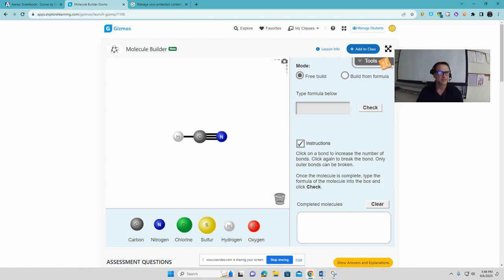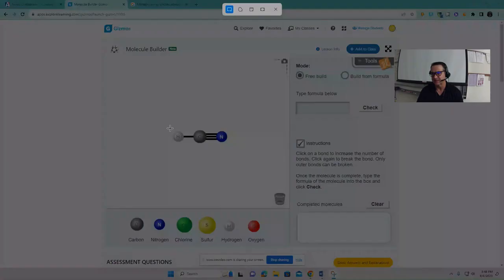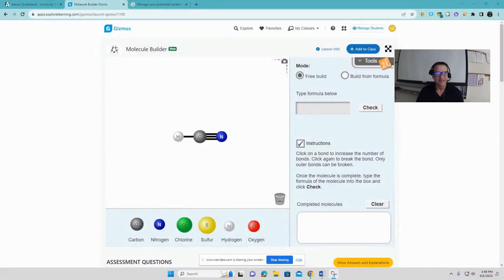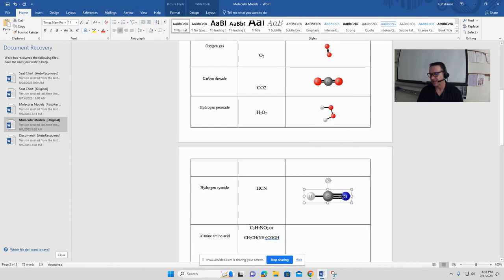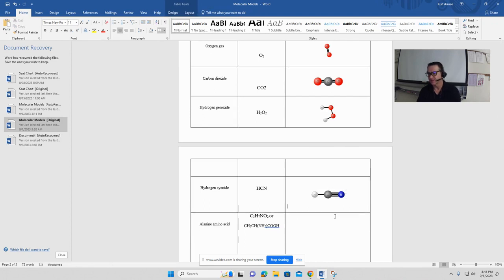Hydrogen cyanide. Don't breathe this in because it's highly toxic. It's a poison. Hydrogen cyanide. Copy it here and right here. Boom. All right, hydrogen cyanide. Shrink it. Get rid of some dead space.